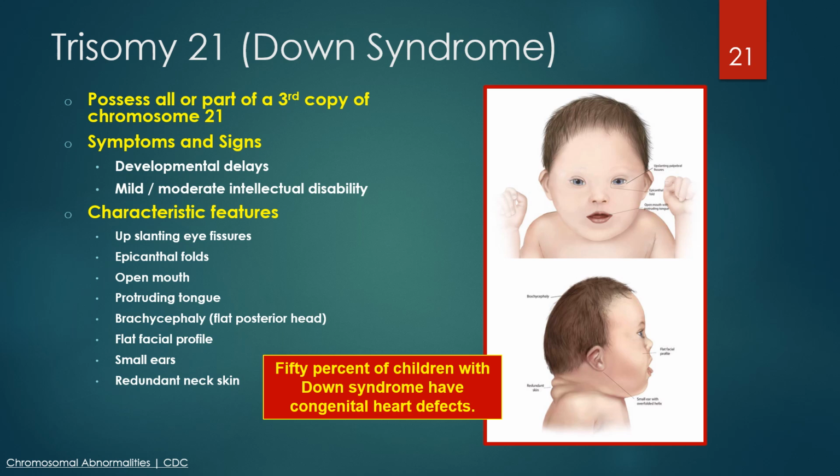Down syndrome is caused by the presence of all or part of a third copy of chromosome 21. It is usually associated with developmental delays, mild to moderate intellectual disability, and characteristic physical features of upslanting eye fissures, epicanthal folds, open mouth, protruding tongue, flat posterior head, brachycephaly, flat facial profile, small ears, and redundant neck skin. 50% of children with Down syndrome have congenital heart defects.